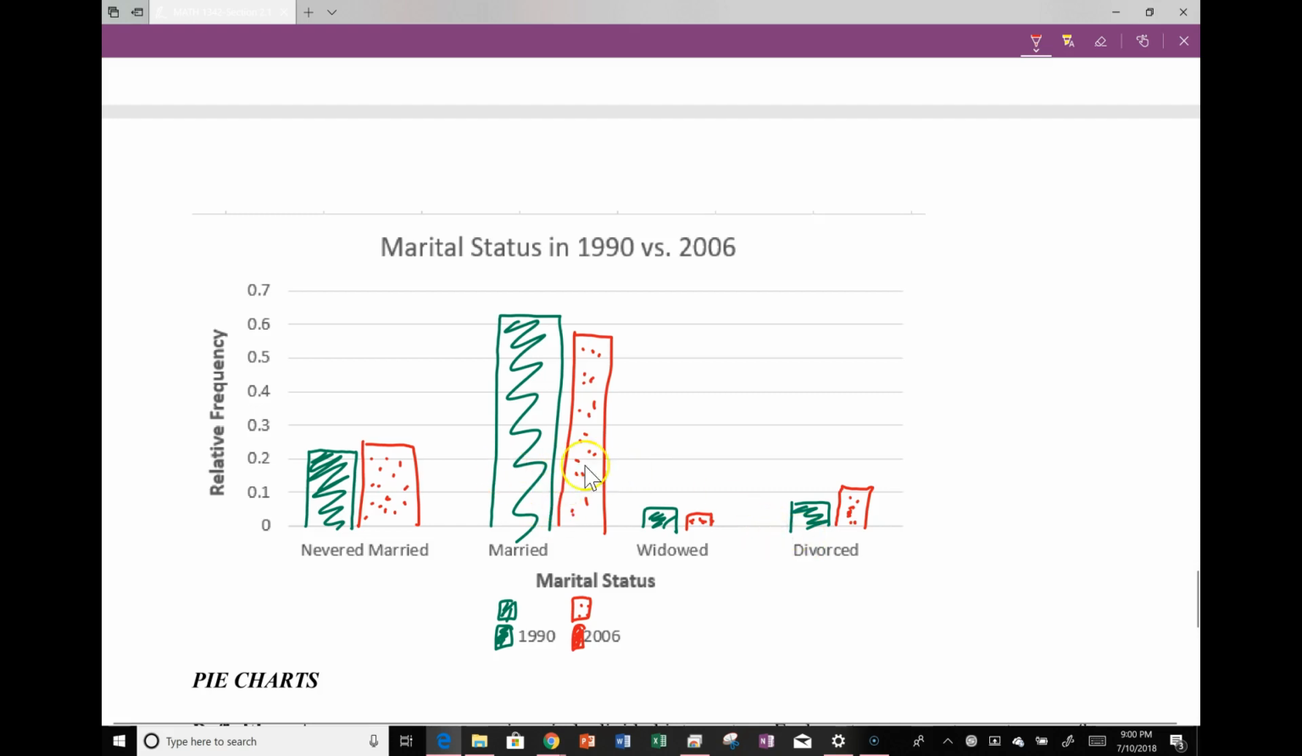So a side-by-side bar graph really helps us look at the data and compare two different things, especially years or male versus female. Go ahead and practice drawing the different types of bar graphs, the Pareto, the side-by-side, and then let me know if you have any questions.